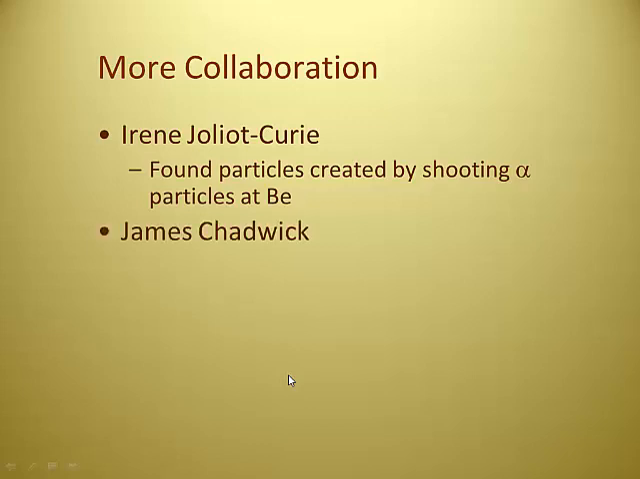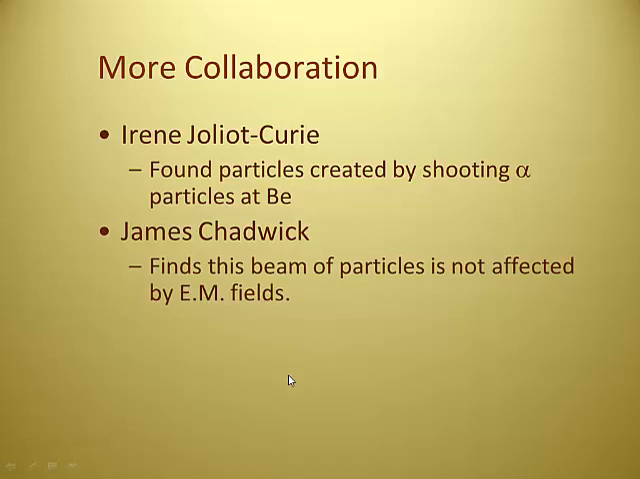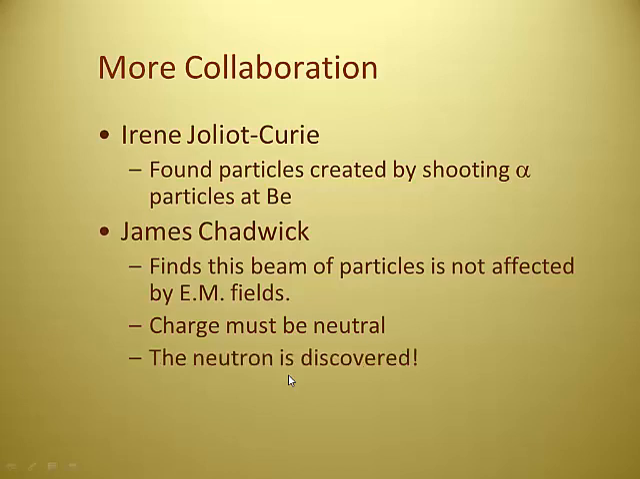So, like a great scientist, Irene actually publishes her data, and James Chadwick, a British scientist, reads what Joliot-Curie has written, and he realizes that this beam of particles being created is not affected by electromagnetic fields. So he does basically the same experiment that Thomson did. He uses a magnet on them to see if they bend, and they don't bend. Therefore, he realizes that their charge must be neutral, and he gets credit. He finds the neutron that is also in the nucleus.